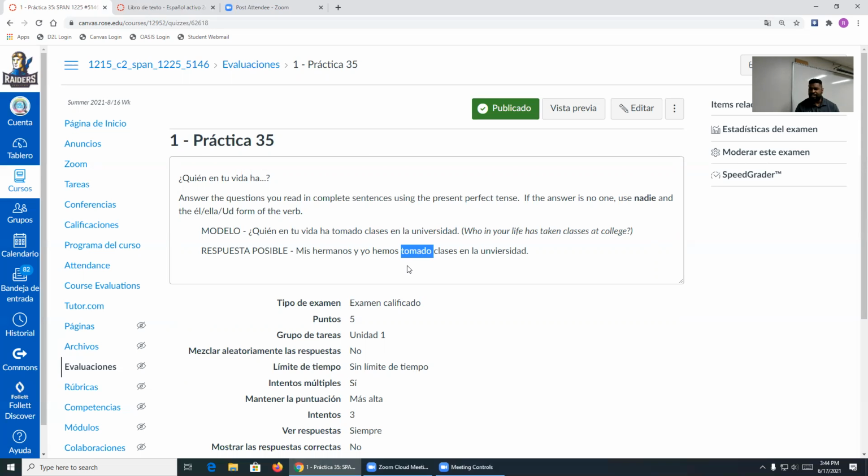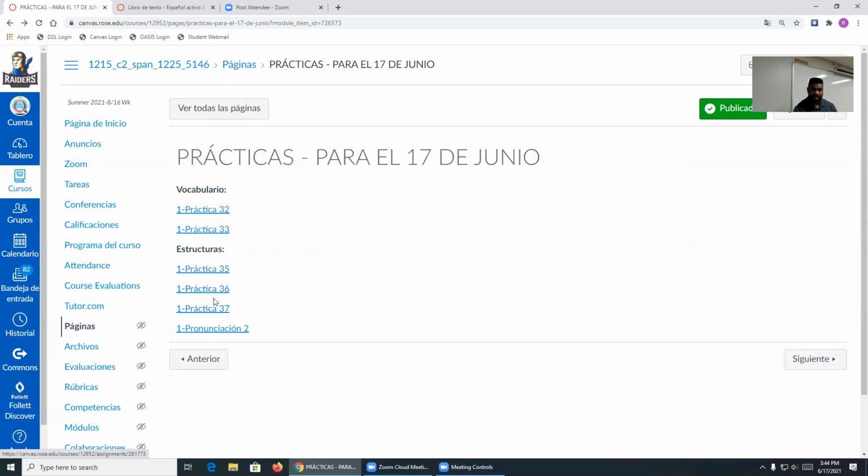It's kind of like he said, I said, the same. He has said, I have said. So he has taken, I have taken, they have taken, I have taken. How about we? So we use the nosotros form. So you have unas oraciones there, some sentences there. You want to answer using the present perfect.